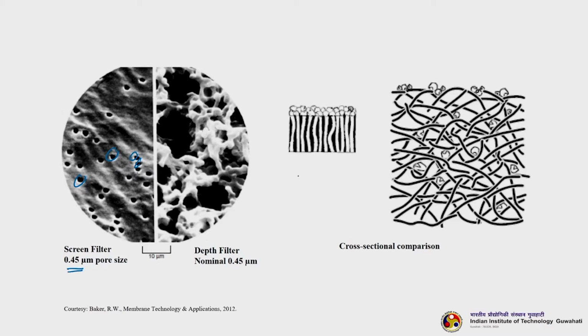This is again the screen filter cross section, and this is the depth filter. You can see the arrangement of the fibers inside a screen filter and a depth filter. So, this is the cross sectional comparison.